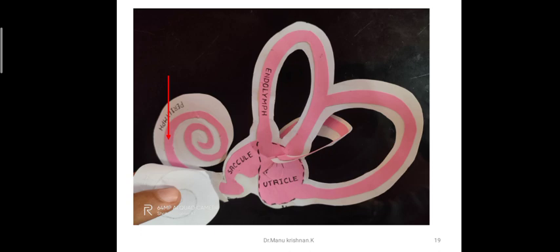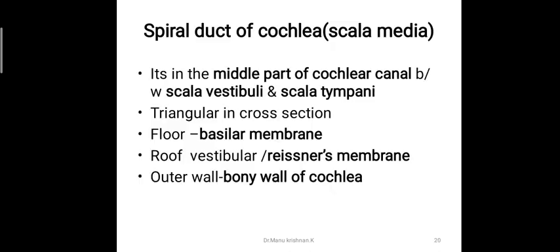So this whole pink colored area is the membranous labyrinth. So here you can see the spiral cochlear duct, which is opening into the saccule and the utricle, and the utricle is having connections from the semicircular ducts, which are located within the semicircular canals. So these are the semicircular ducts. So each of them we will just explain. The spiral duct of cochlea or the scala media.